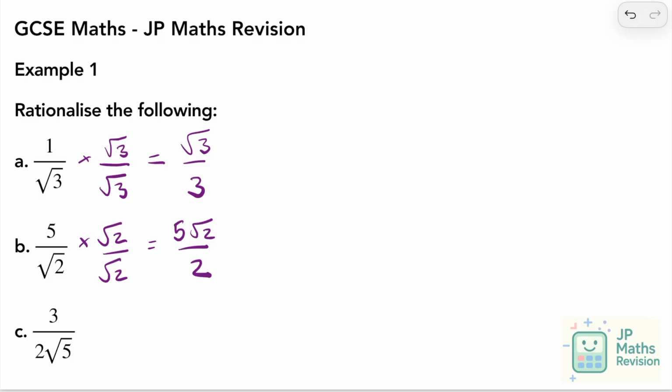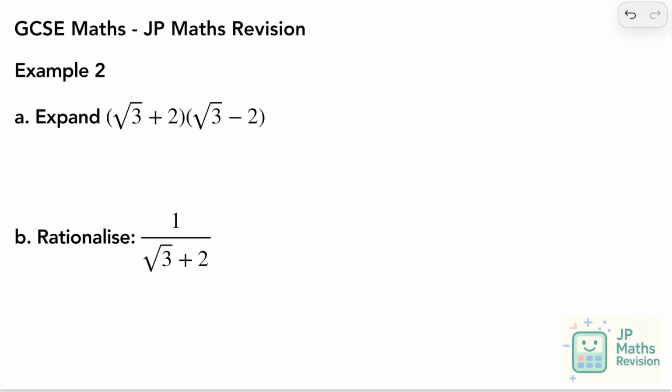For this last example, I could, if I wanted to, times the numerator and denominator by 2 root 5. But I don't have to do that. I could just times it by root 5. Timesing by root 5 gets rid of the surd on the denominator, and that's all we're trying to achieve here. So 3 times root 5 is 3 root 5, and 2 root 5 times root 5: root 5 times root 5 is root 25, and the square root of 25 is 5. So we're doing 2 times 5, and that gives us 10.